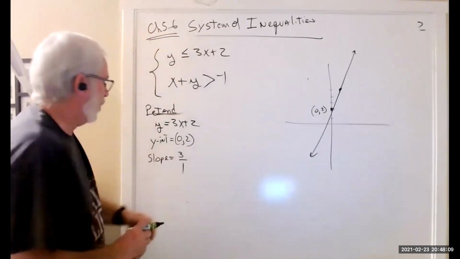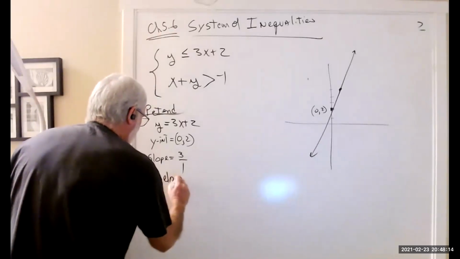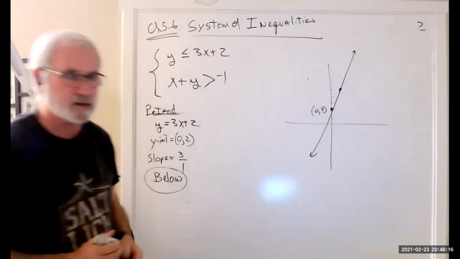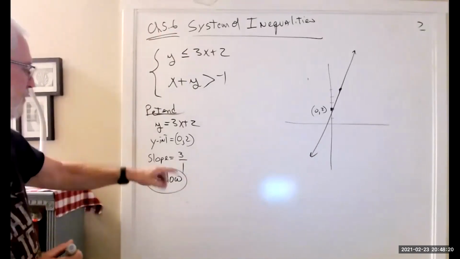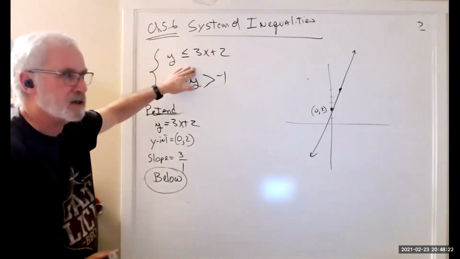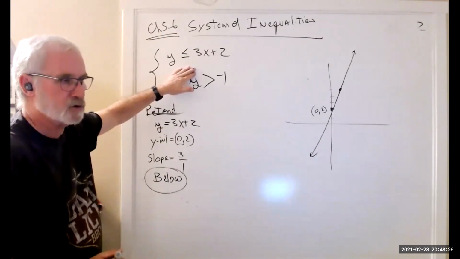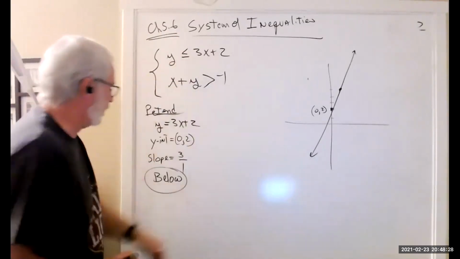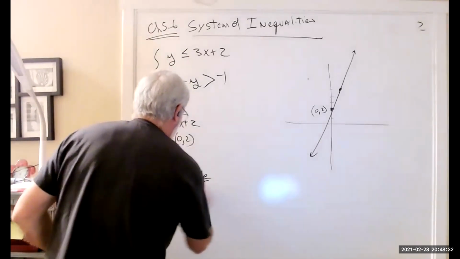So I'm going to shade below, but I'm not going to actually shade that way yet. You'll see why in a moment. I just made a note to myself, I'm going to shade below. You could have picked a test point also and figured out that you're supposed to shade below. I don't care how you figure it out, but you're going to shade below.